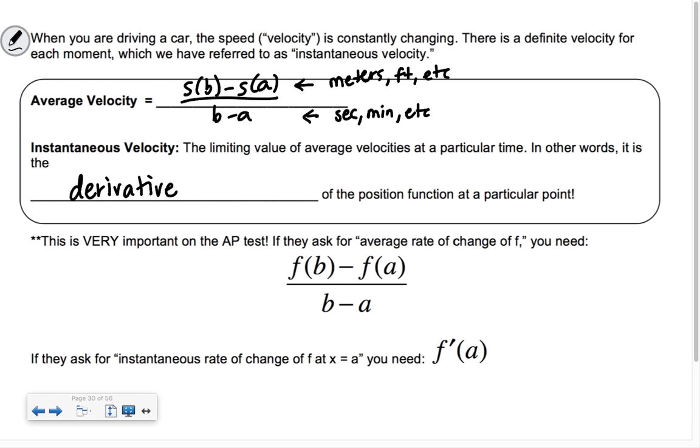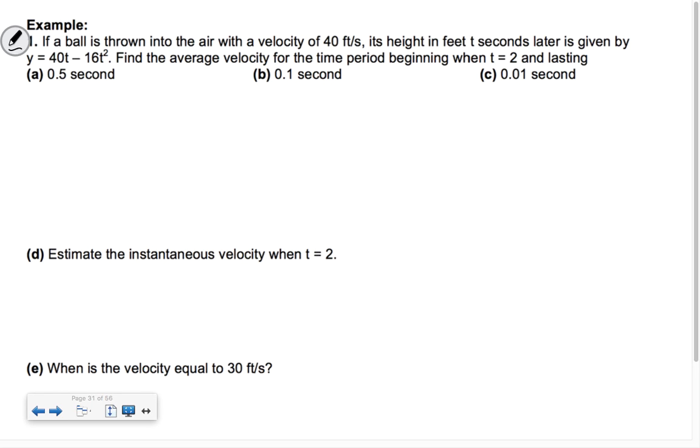This is very important on the AP test. If you ask for the average rate of change of anything, it's f(b) minus f(a) all over b minus a. You've all memorized that formula, right? It's the slope formula. But if you say instantaneous rate of change, then it's f prime of x at a particular x value, or f prime of a.